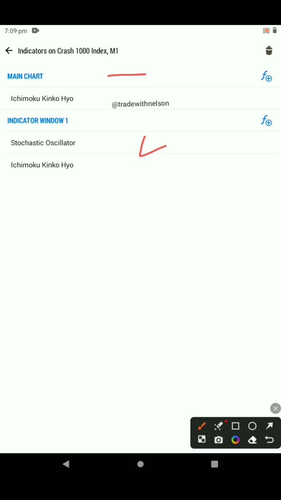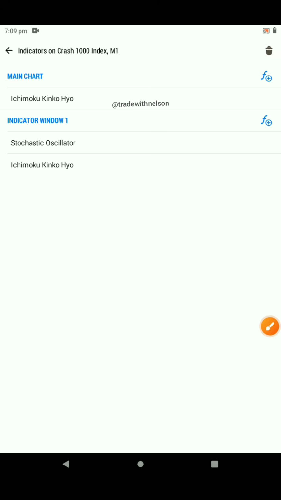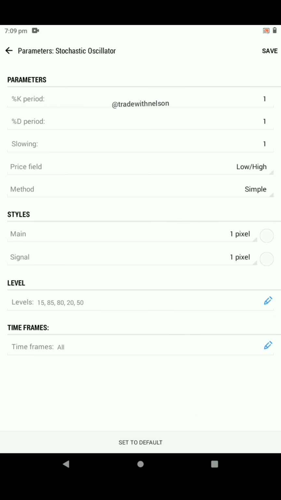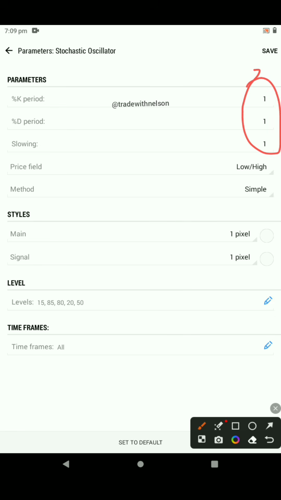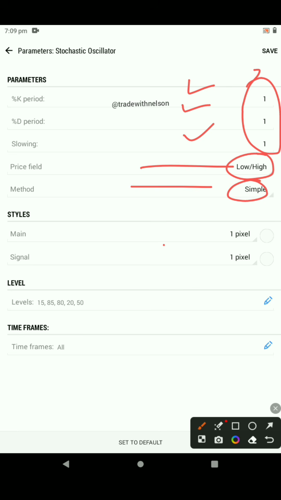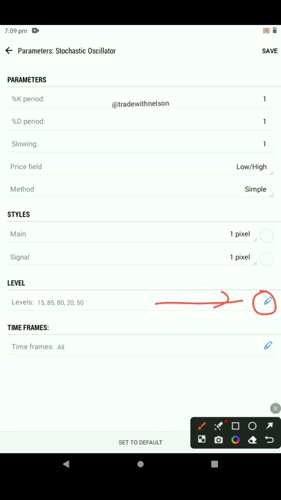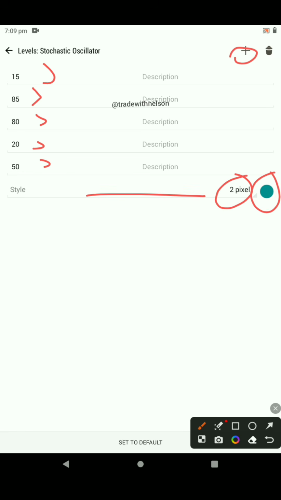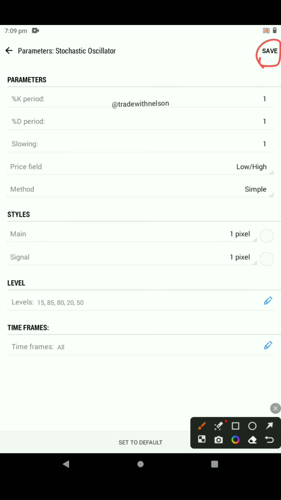For the stochastic oscillator, click on the F icon on the main chart. Scroll down, stochastic oscillator, click on that. Make all these ones 1 pixel: K, D, and slowing. The feed price, make it low, high. Method simple. Styles, make it 1 pixel and select the color of your background. For the levels, click on this pen icon. Click on add to add a level. Type 15, 85, 80, 20, and 50. Style, make it 2 pixels, select a color of your choice. After that, click on save.